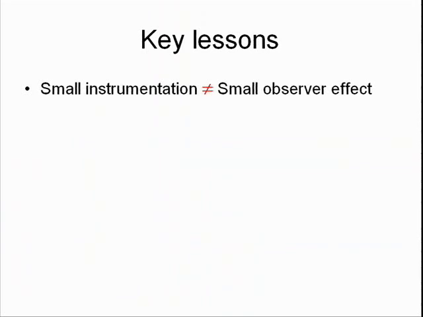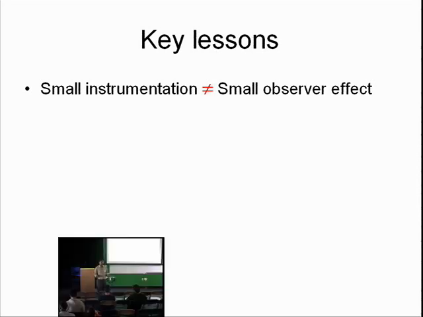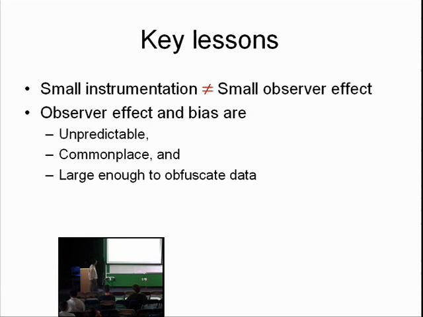So what are the key lessons from this talk? First of all, just because you have a small amount of instrumentation does not mean you have a small observer effect. I hope I've convinced you that changing things by an insignificant amount can have a huge observer effect. Second, observer effect and measurement bias, they're unpredictable. We can't tell if adding one more environment variable will make it better or worse.